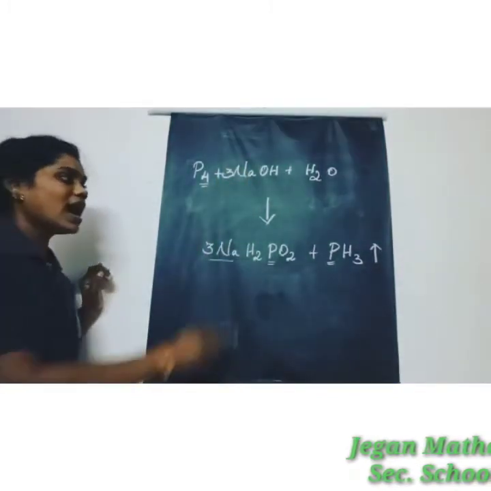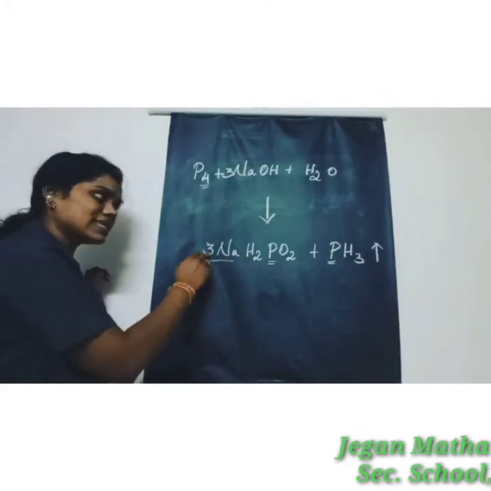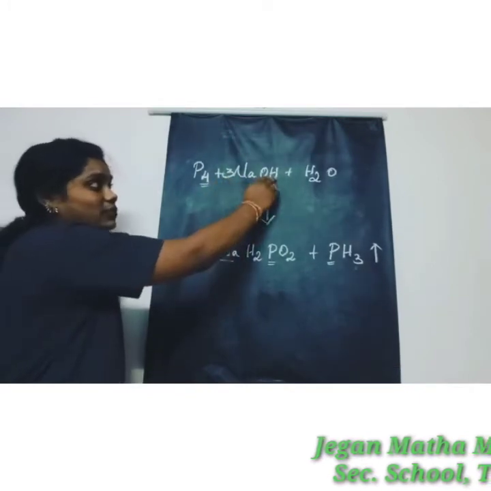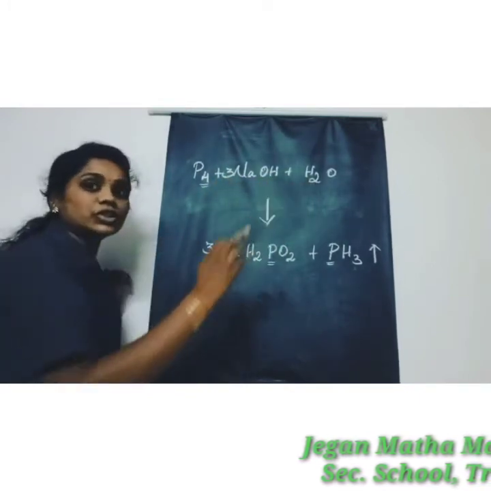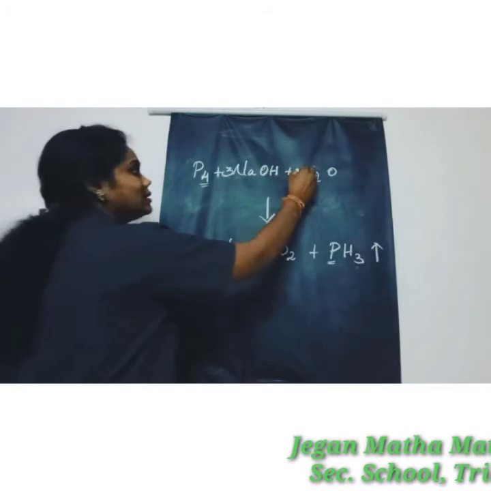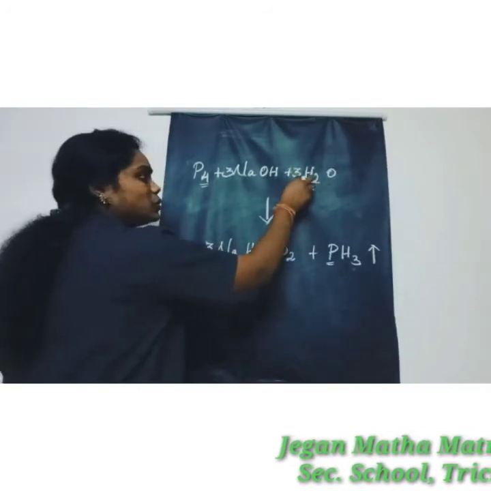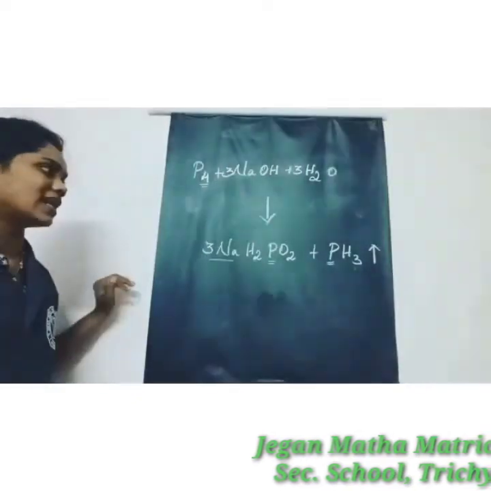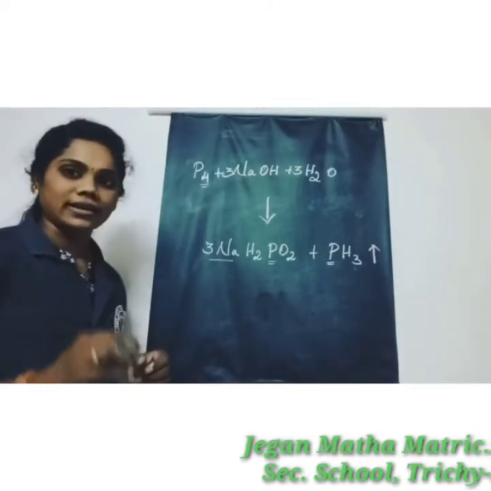And next one, hydrogen. Here 3 2s are 6, plus 3 is 9. But here hydrogen is only 3, so I take 2 times. So I take 3 times, meaning 3 2s are 6, 6 plus 3 is 9. So hydrogen is also balanced.